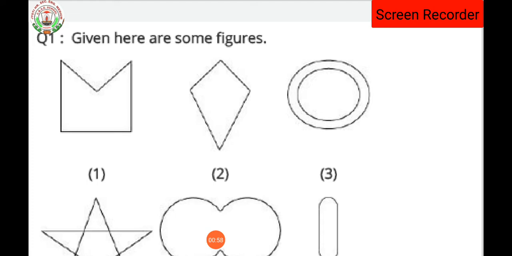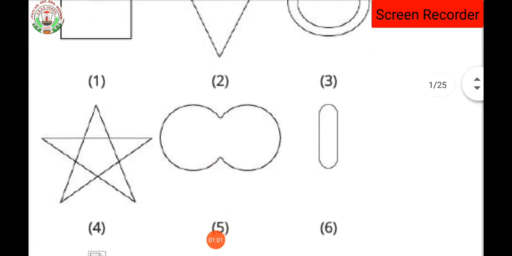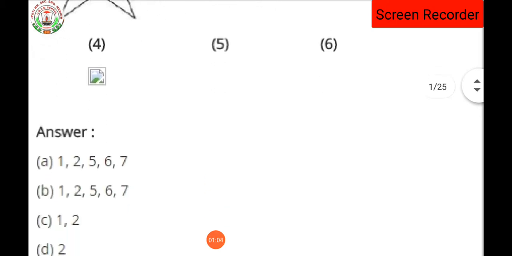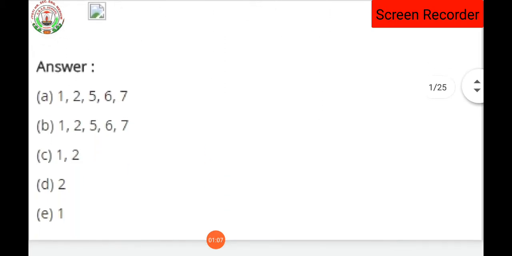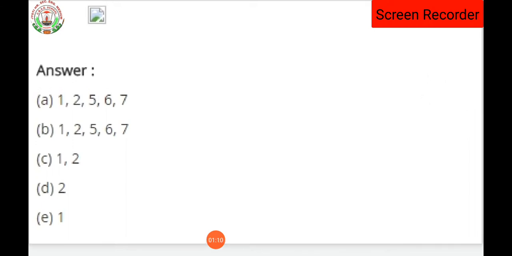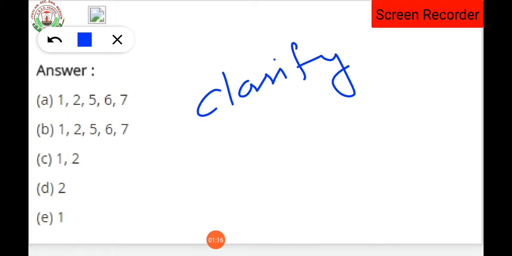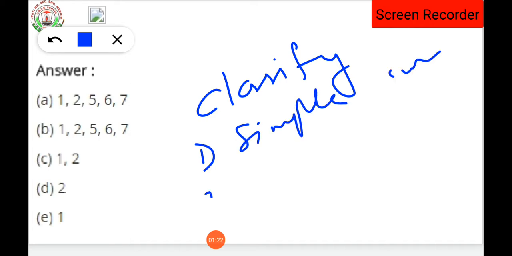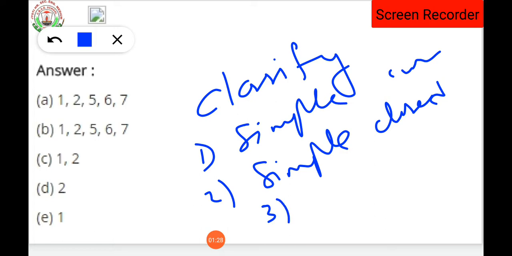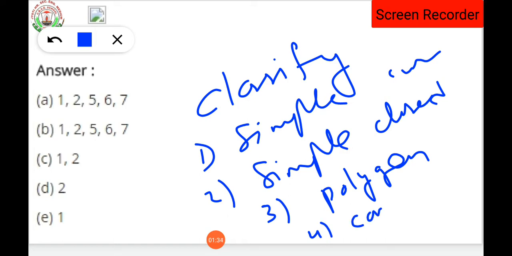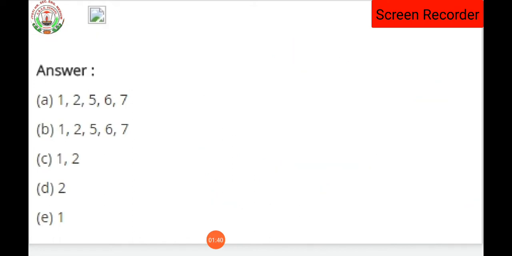Okay, figures 1 to 8 are being given. You can see on the screen, these are the figures. Okay, so here the figures are given and it is said that you have to classify. What you have to do is, you have to classify these figures under, first is simple curve, second is simple closed curve, third is polygon, fourth is convex polygon, and fifth is concave polygon. So you have to classify these figures.